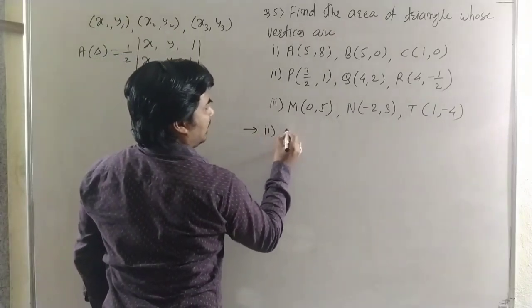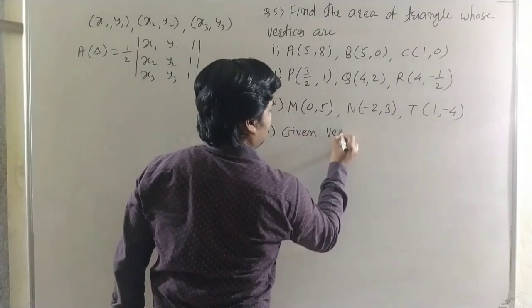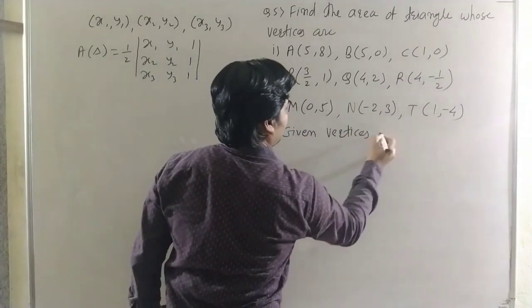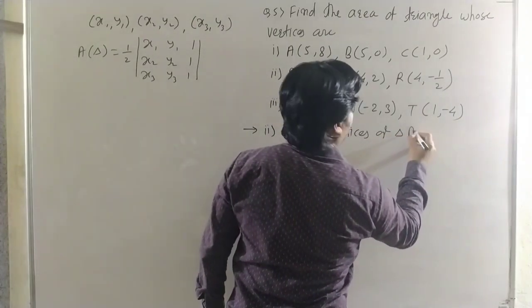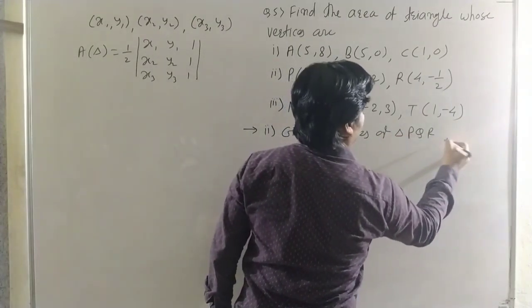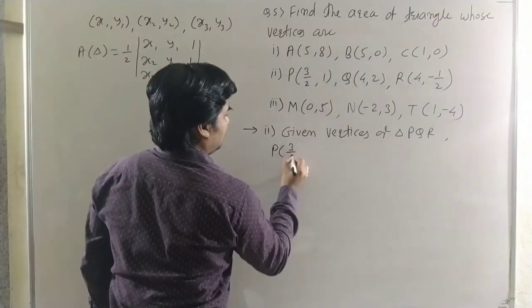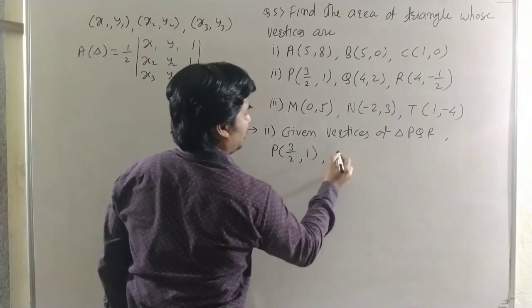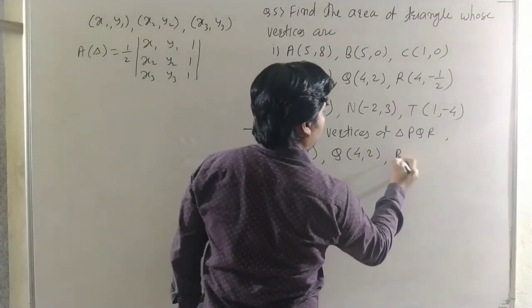It is the third. Given the vertices of triangle PQR: P (3/2, 1), Q (4, 2) and R.